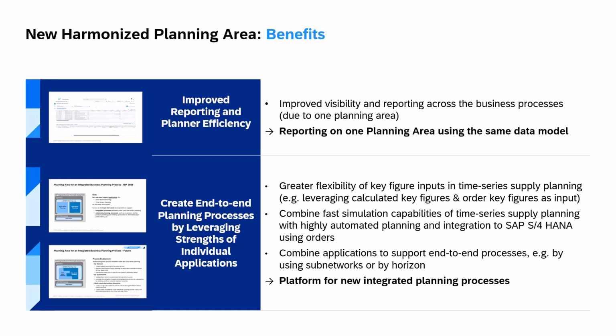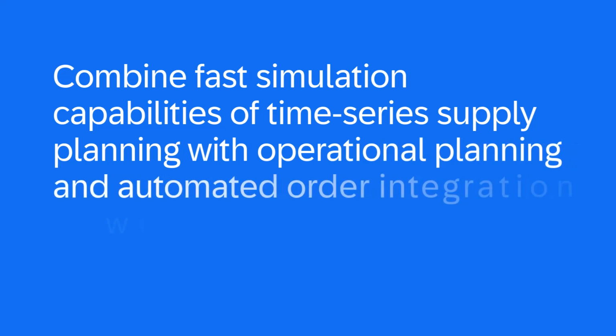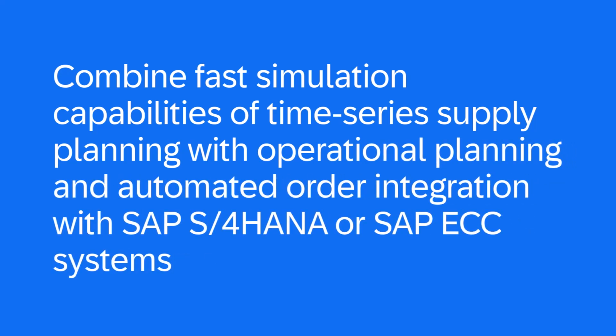For example, time series supply planning jobs now accept stored key figures, calculated key figures, and order key figures as input. Overall, the main idea is to combine the fast simulation capabilities of time series supply planning, together with the operational planning and automated order integration with S/4 or ECC systems. Let's now look at what is coming with SAP IBP 2508.